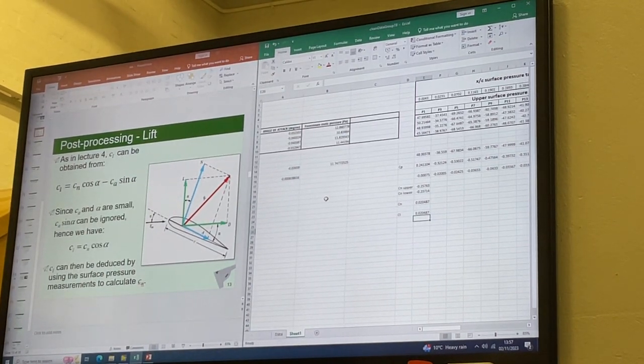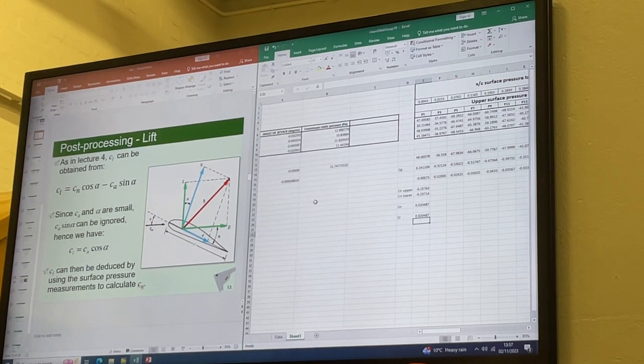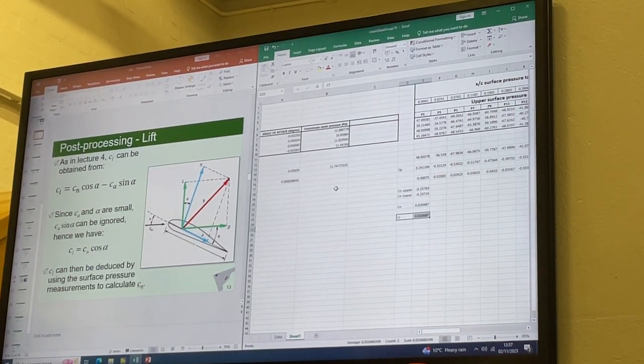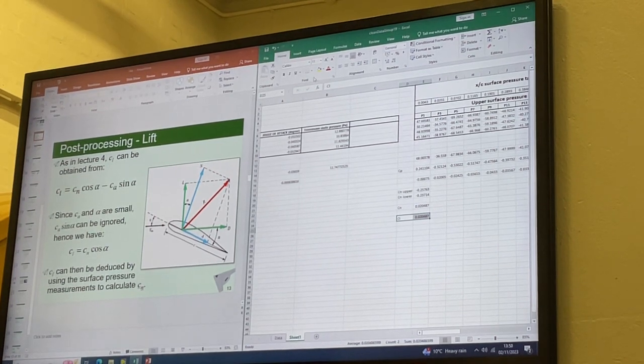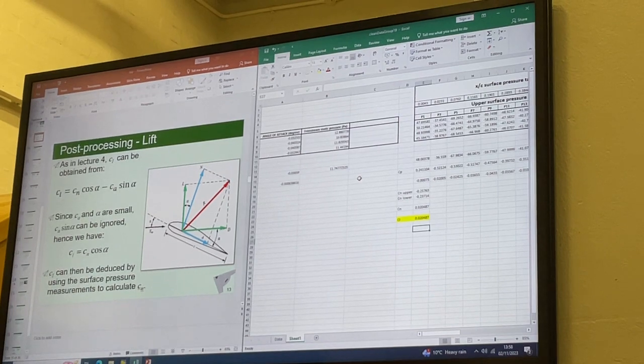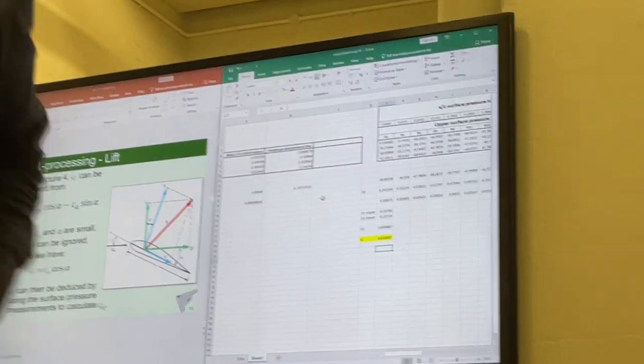Yeah, so should they do the so you should first do the CL, then when you finish it then we can do the drag. To the drag. Okay, let's get started then.